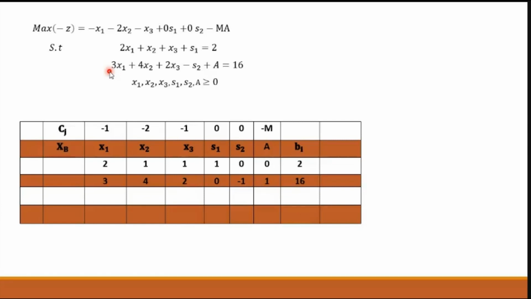Next is the XB column. Which variables are in XB? S1 and A, correct. S1 is corresponding to 1. There are two constraints, so we will have only a 2 by 2 unit matrix. So 1, 0 and 0, 1 is A. The cost of these variables: S1 का cost 0 है, A का cost minus M है. So I've given minus M.